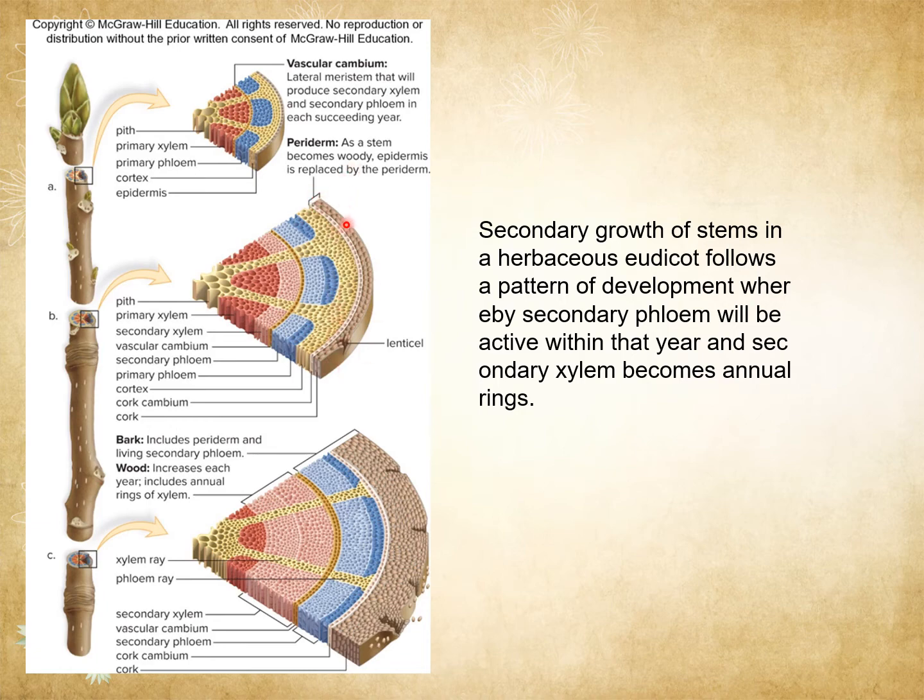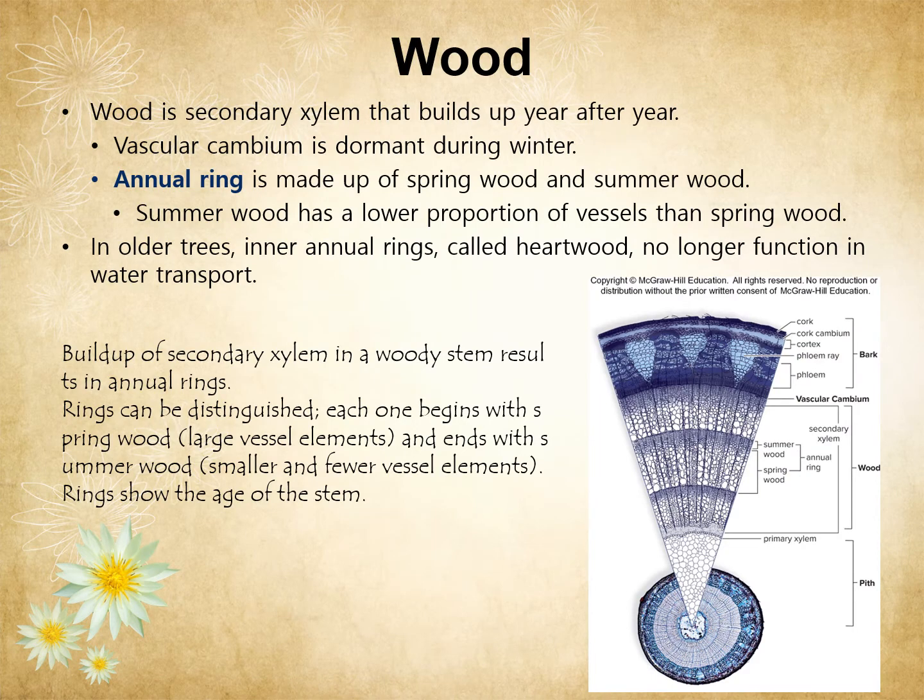As the stem becomes woody, the epidermis is replaced by the periderm. The periderm will then become the bark, because the bark includes the periderm and the living secondary phloem. So it gets thicker over the years. Wood increases each year, which includes the annual ring of the xylem. Wood is secondary xylem that builds up year after year.